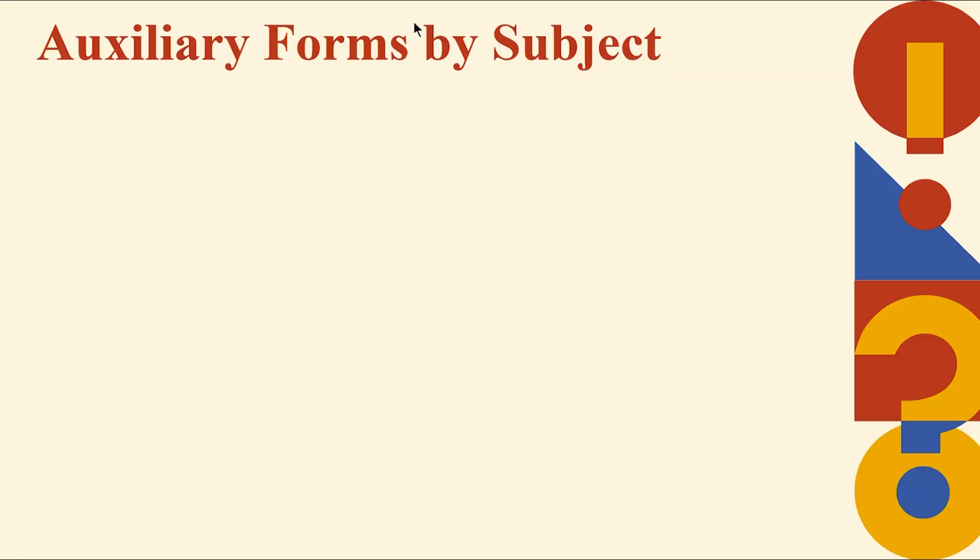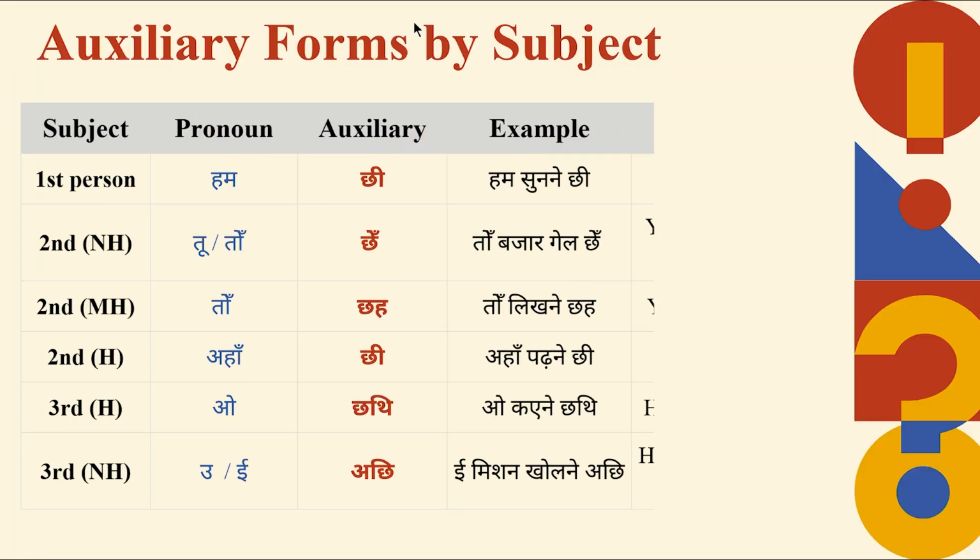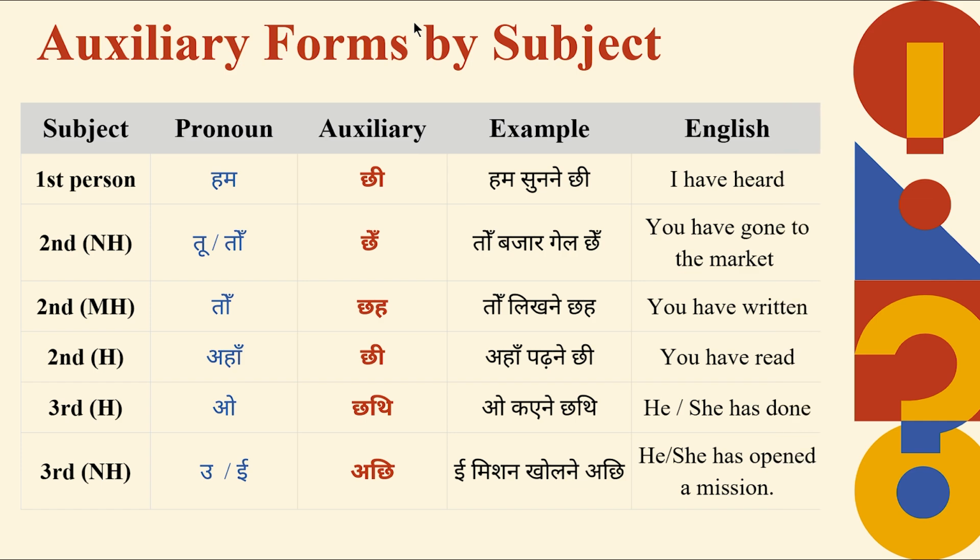Okay, so let's look at how the auxiliary changes with the subject. First person, the pronoun is hum, so the auxiliary will be chi. So example will be hum sunne chi, I have heard. Then second person, the pronoun is tu or to, auxiliary is che. So we can say to bazar gel che, you have gone to the market.